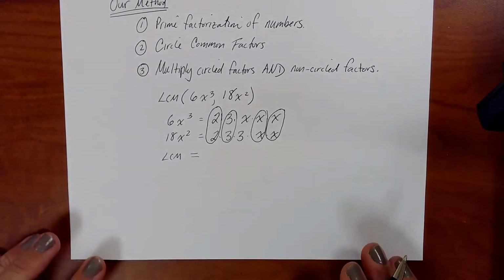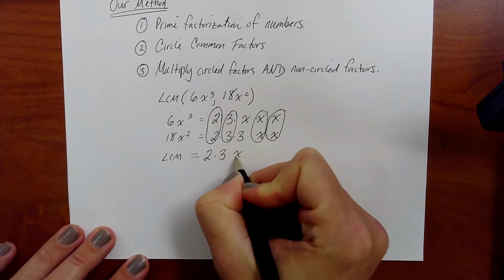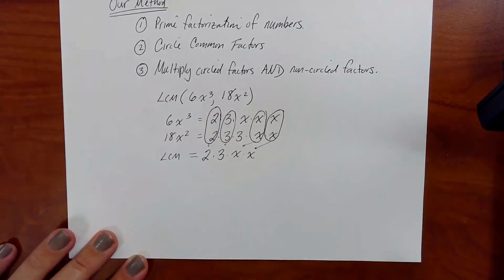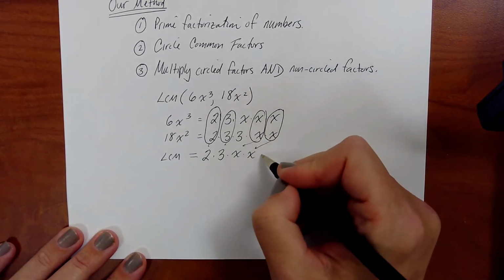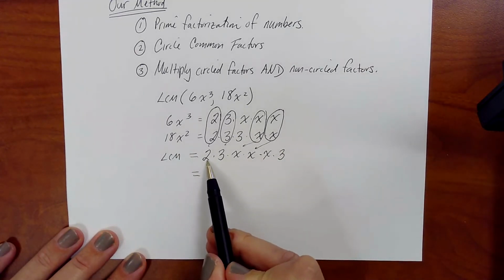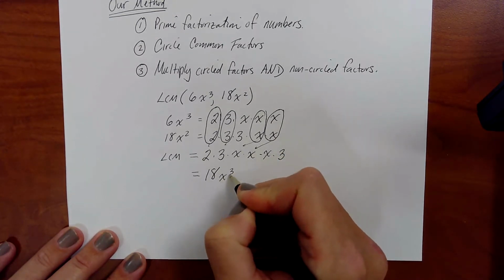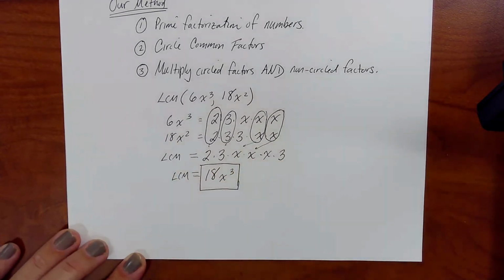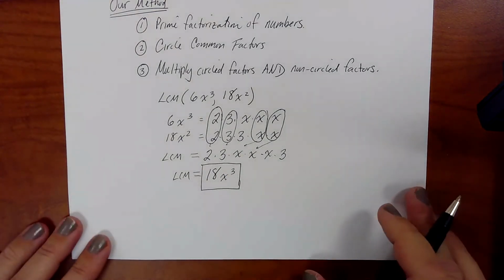Okay, but the LCM is going to have more in it, so it's got a 2, a 3, the circled x, and the circled x. So that's all the circled things, right? And they still count as one factor once they're circled. Then everything without a circle also counts as a factor. So there's another x, and there's another 3. So that's 2 times 3 times 3, which is 18, x to the third. That's the least common multiple.